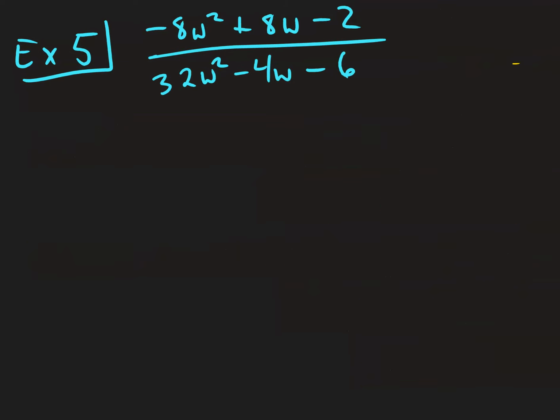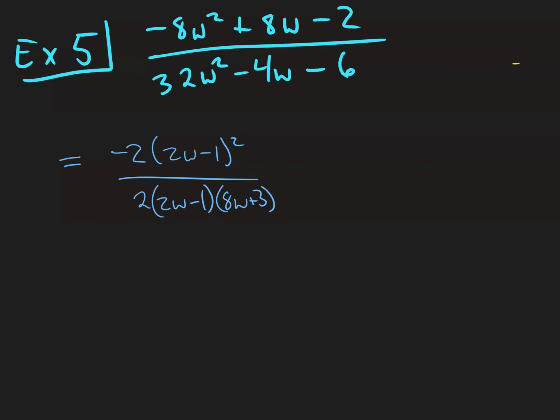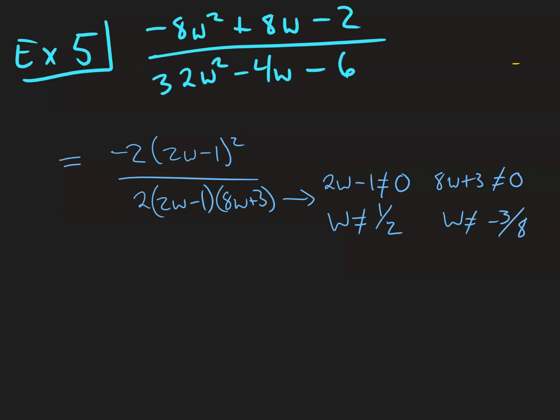So now we can write our newly factored rational expression as negative 2 times 2w minus 1 squared, because there were two of those, over 2 times 2w minus 1 times 8w plus 3. Now, before we simplify this, we have to remember to find our excluded values. So I know that 2w minus 1 cannot equal 0, which means that w cannot equal positive 1/2. And I also know that 8w plus 3 cannot equal 0, which means that w cannot equal negative 3/8.